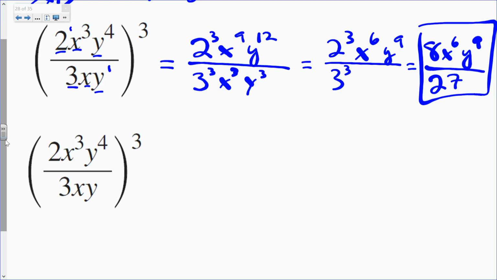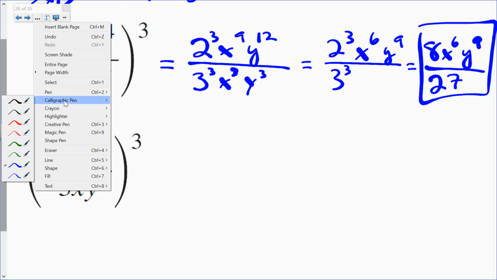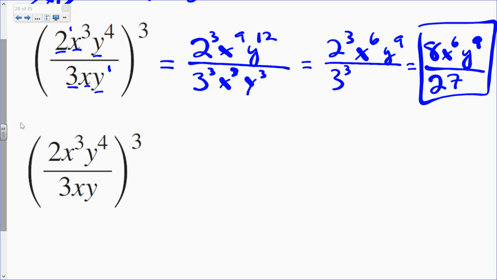Inside the parenthesis, is there anything with the same base? In other words, ignoring the 3 here, just looking inside the parenthesis, what has the same base? X and Y. Check it out now. Let me come at it in a different way. Use the red marker. So inside the parentheses only, I'm just focusing inside the parentheses.